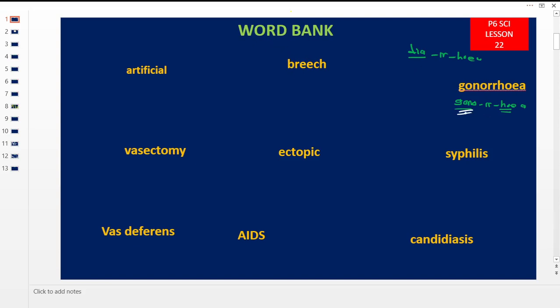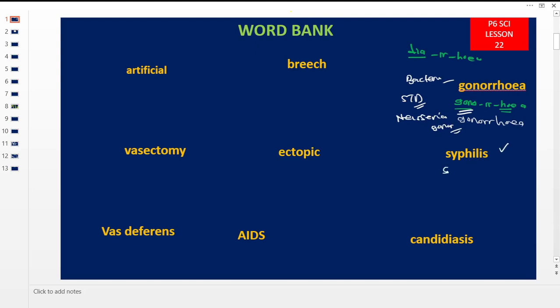When we look at this gonorrhea, it is an STD. And what do we mean by STD? An STD is a sexually transmitted disease, a disease transmitted through having sexual intercourse without using a condom. Gonorrhea is a bacterial disease, and the bacterium which causes gonorrhea is called Neisseria gonorrhoeae, as we are going to discuss later on.